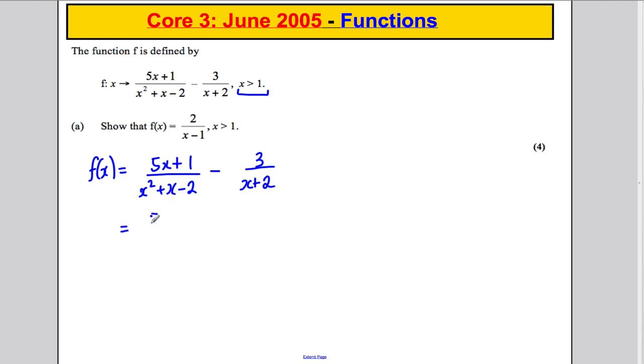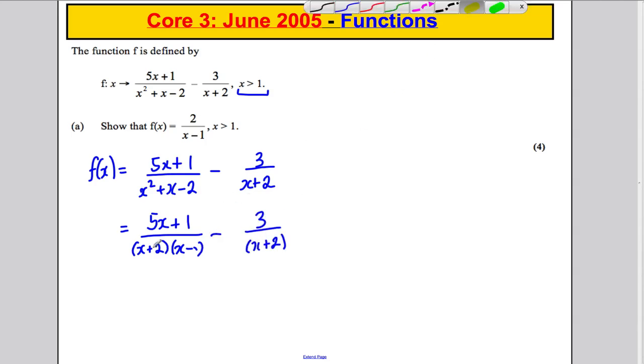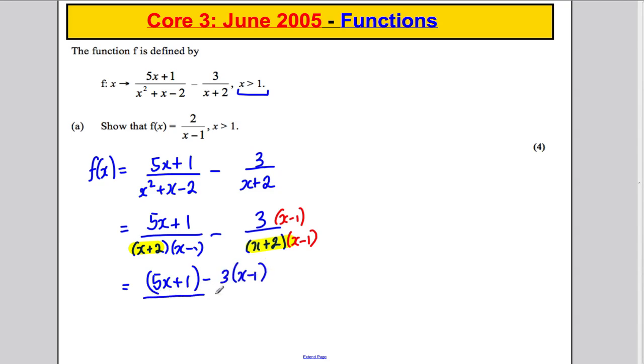The top of the first fraction doesn't seem to factorise. The bottom should factorise to (x + 2)(x − 1), subtract 3 over (x + 2). Now, we've got a factor of x + 2 in both. We need to have the same denominators if we're to add the fractions. So top and bottom of this must be multiplied by the other factor, x − 1. And then we can work out the top. It would be (5x + 1) − 3(x − 1), all divided by (x + 2)(x − 1).